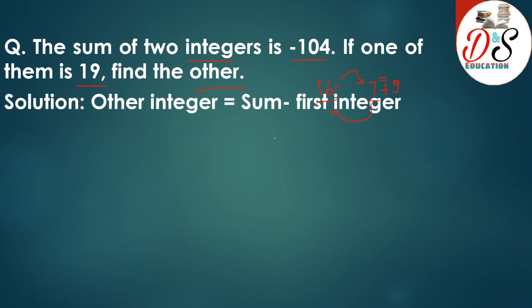Okay, wait a second, I will erase all this. Okay, now what I told you earlier, that to find the other integer we have to subtract the first integer from the sum.